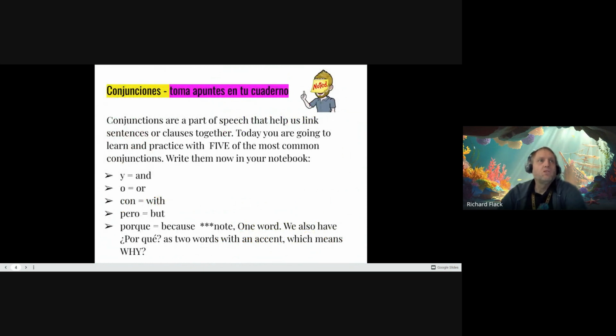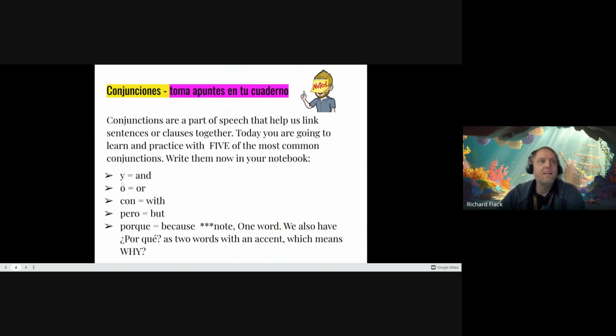Okay, conjunciones, conjunctions. You are taking notes on this in your notebook. Conjunctions are a part of speech that help us link sentences or clauses together. Today, we're going to learn and practice with 5 of the most common conjunctions. Write these down now in your notebook.